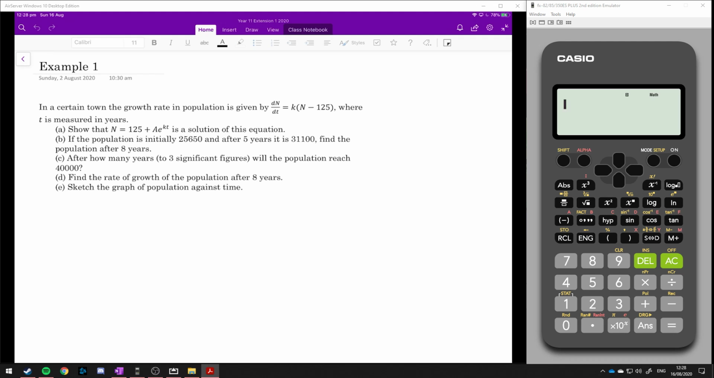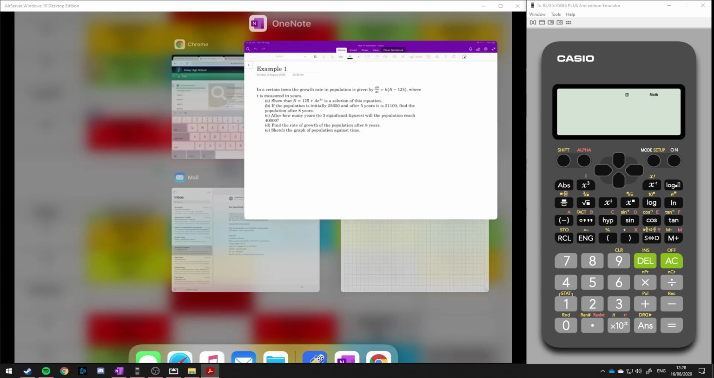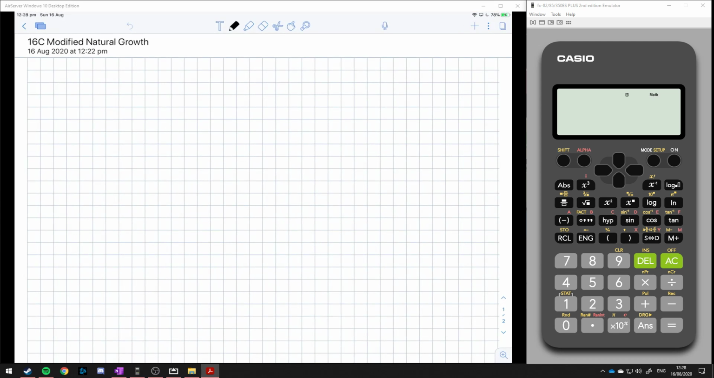Okay, so in this video what we're going to do is look at a modified version of growth and decay. This is essentially what we refer to as the general case. Suppose that the rate of change of a quantity Q is proportional to the difference. So we've got some difference where it's proportional.